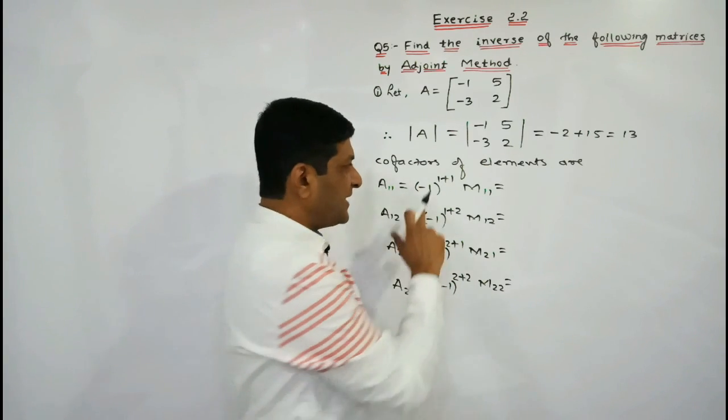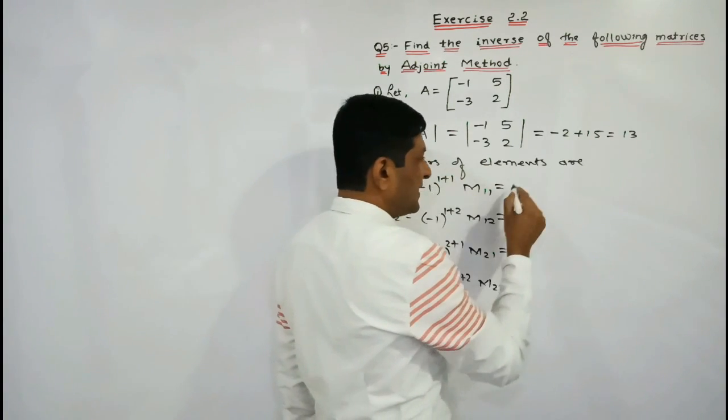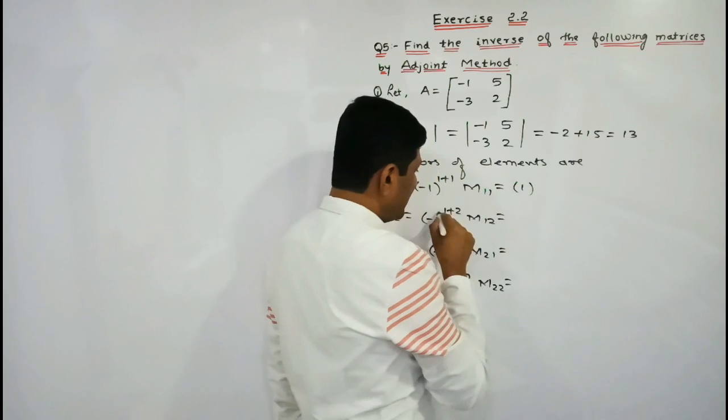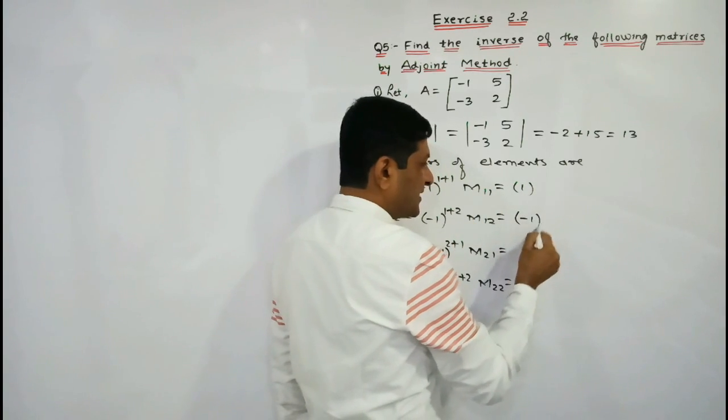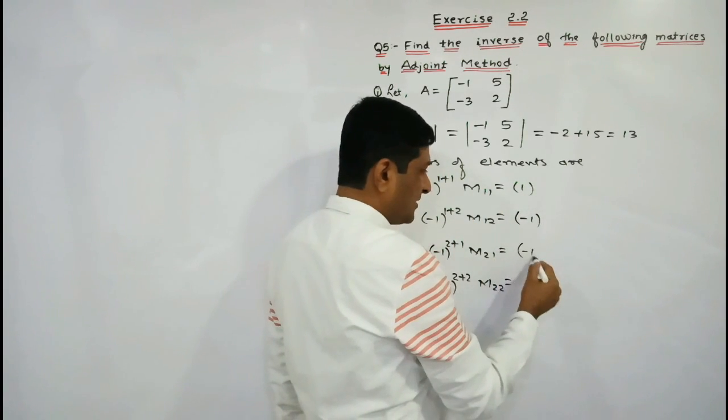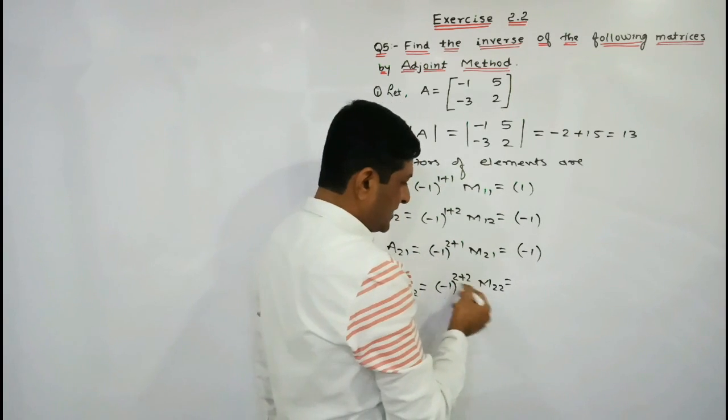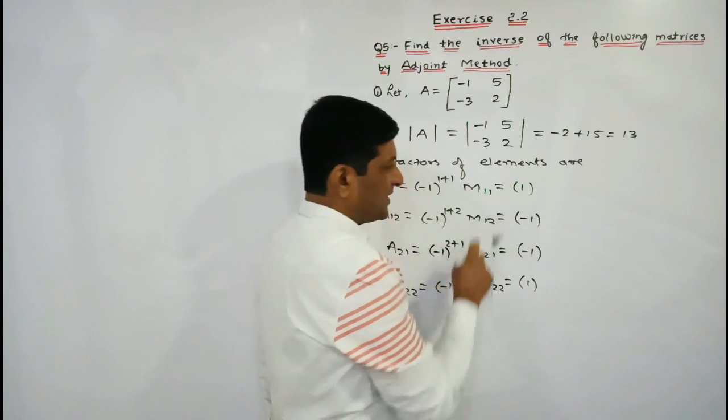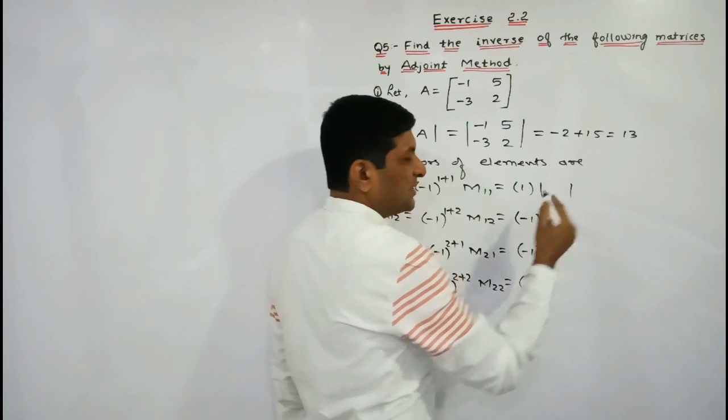So let us simplify it. Here power of -1 is even number, so its value is +1. Here odd number, so its value is -1. Here power of -1 is odd number, so its value is -1. Here even number, so its value is +1. Remaining part is just to find out minor.